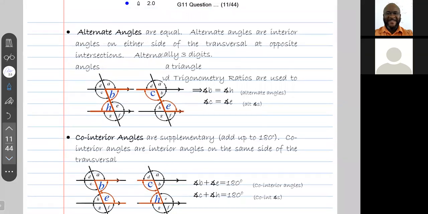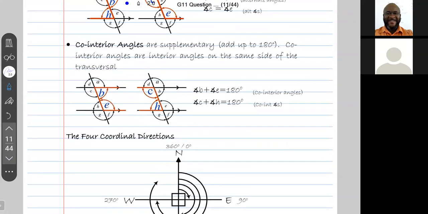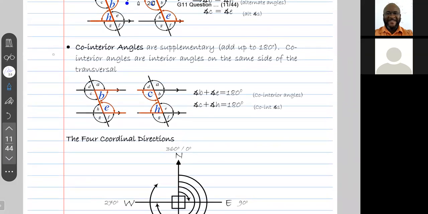So this is what I was talking to you about, co-interior angles. Co-interior angles are supplementary, they add up to 180 degrees. Co-interior angles are interior angles on the same side of the transversal. So B and E, C and H, add up to 180 degrees. They are co-interior angles.